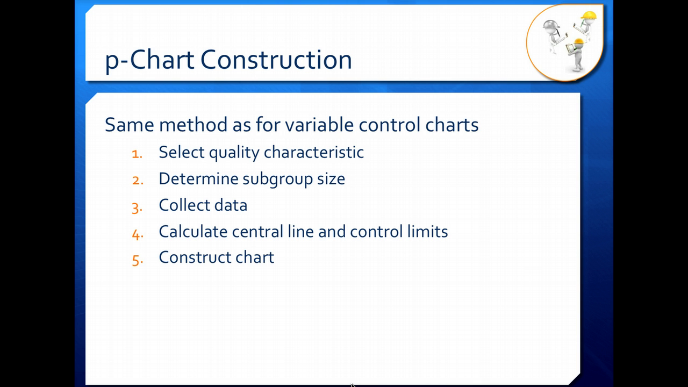After you've determined your subgroup, you collect your data. You need at least 25 subgroups for a good P-chart. This will give you a good series of data that lets you truly see trends and not just something that may appear to be a trend because you don't have enough data to confirm. When you have your data, then you calculate your central line and your control limits, so those are your warning and action limits, and then you construct your chart using all of those that you found before.